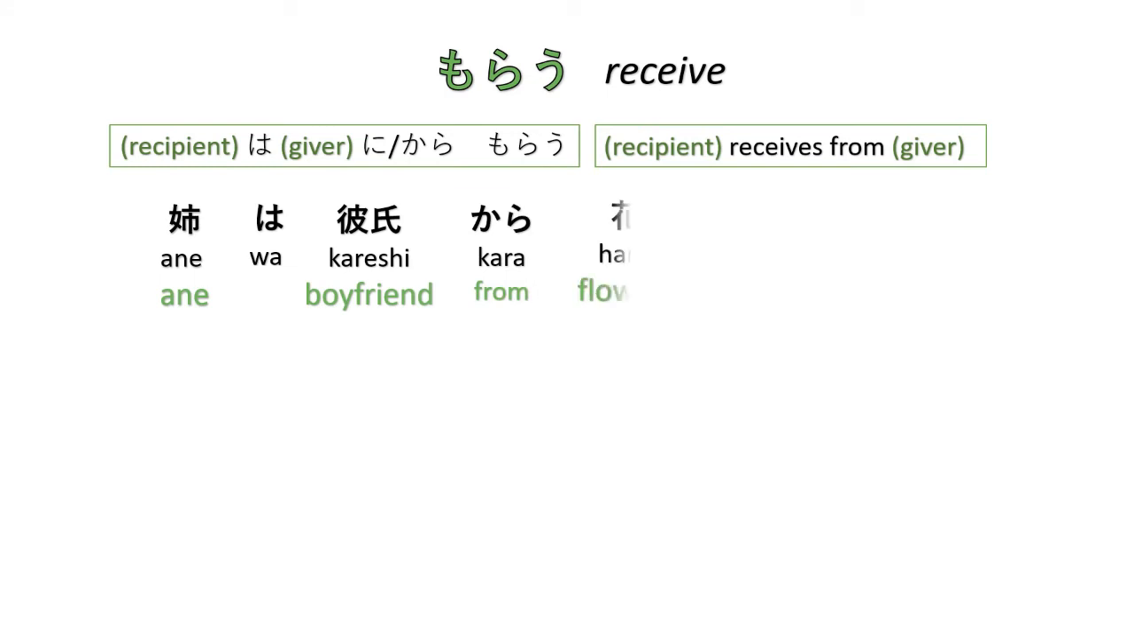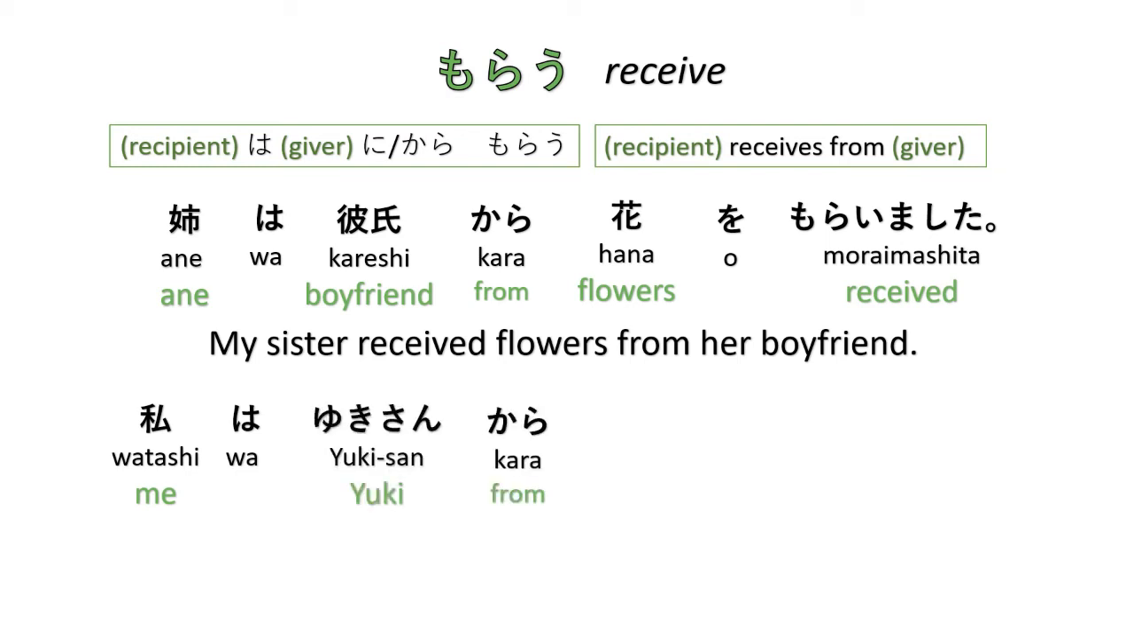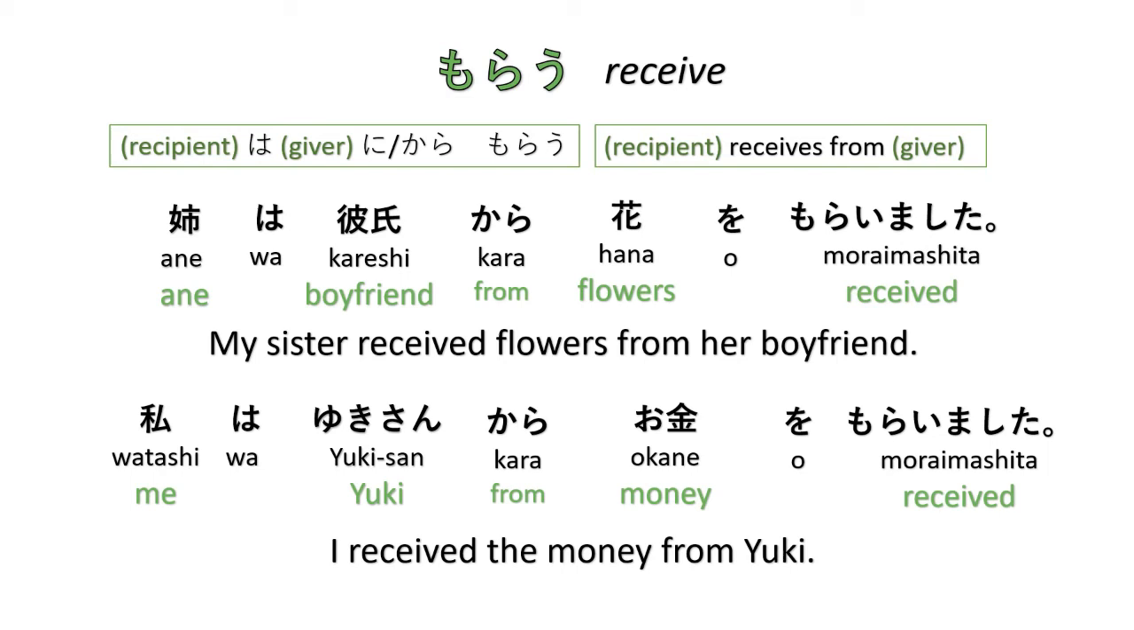Ane wa kareshi kara hana o moraimashita. My sister, the recipient, ane, received flowers from her boyfriend. The boyfriend, kareshi, is the giver. Again, watashi wa Yuki-san kara okane o moraimashita. I am the recipient, Yuki-san is the giver. I received money from Yuki.